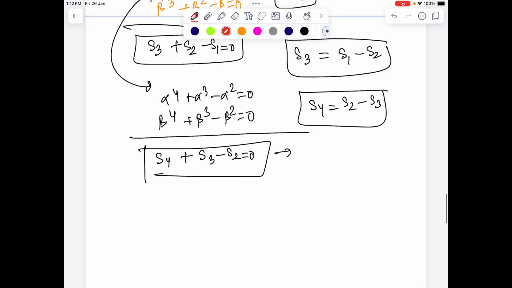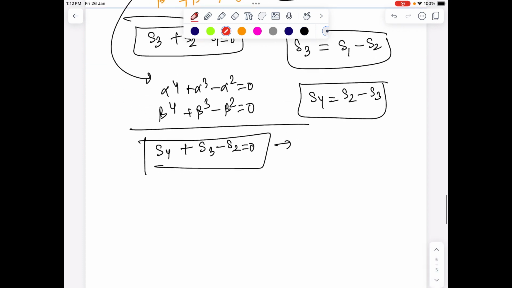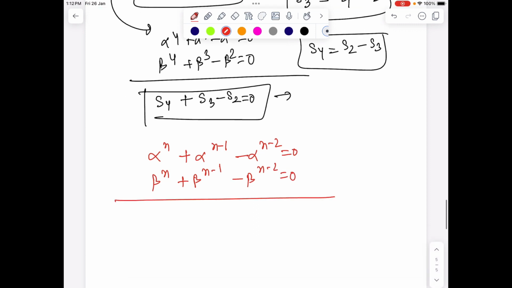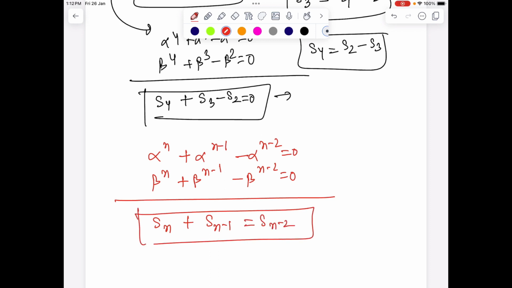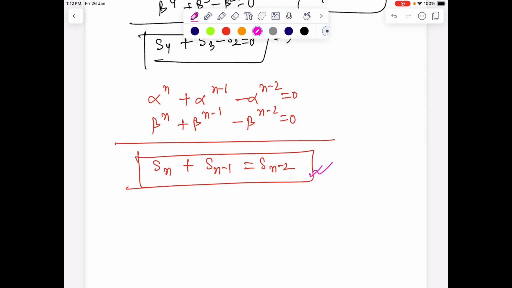In general, if you multiply the original equation with alpha to the power n minus 2, we get alpha to the power n plus alpha to the power n minus 1 minus alpha to the power n minus 2 equals 0. And so beta to the power n plus beta to the power n minus 1 minus beta to the power n minus 2 is 0. If we add this, we have the recurrence Sn plus Sn minus 1 equals Sn minus 2. And that's really cool, because this recurrence is true definitely for all n. And here we are taking n as positive integers.